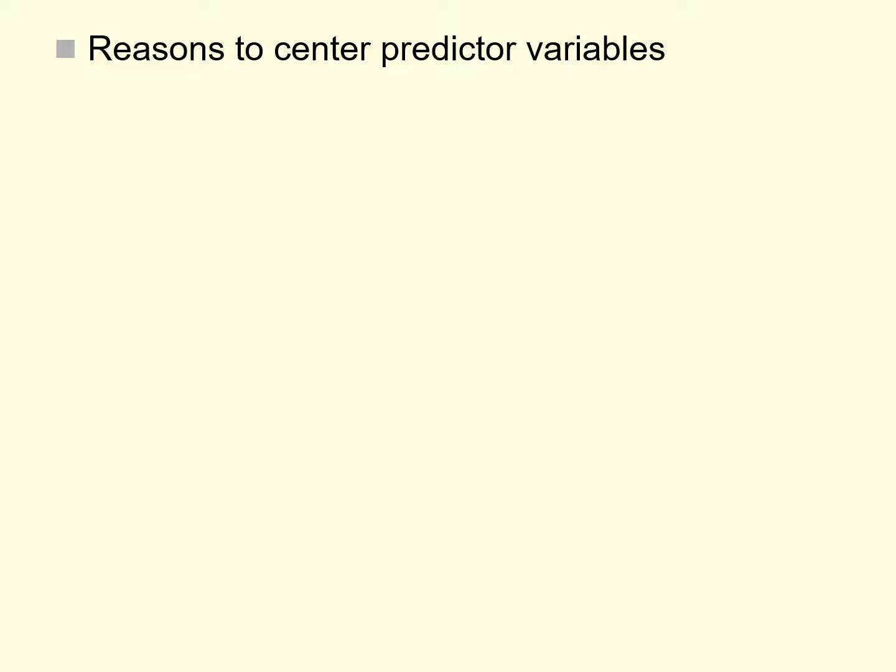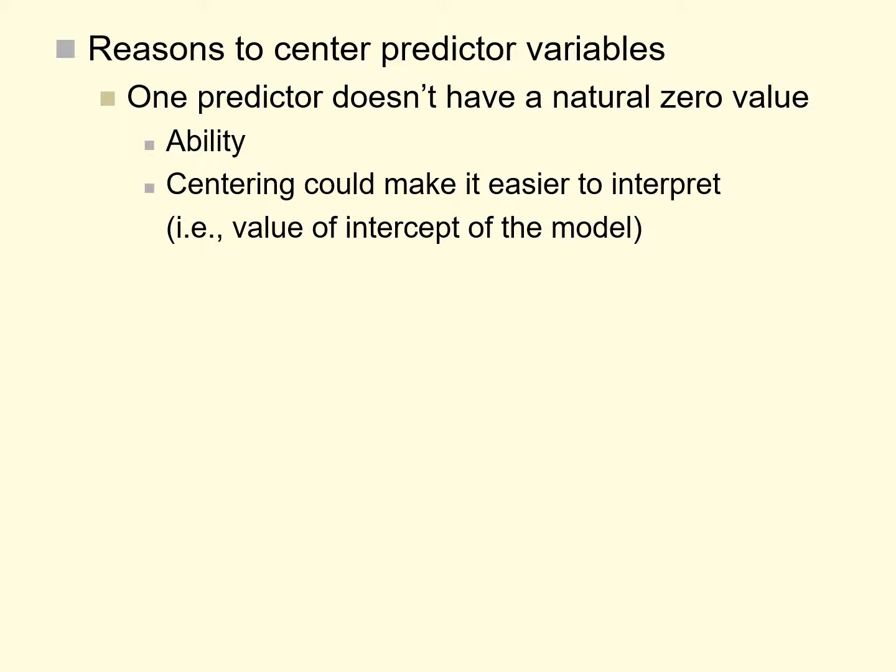Now, there are some reasons we often like to center predictor variables. We don't always have to, but we often want to. And one of these are situations in which the predictor variable doesn't have a natural zero value. So we have two predictor variables, or a predictor and a moderator. Essentially, they're both really predictor variables. And that predictor variable, or that moderator variable, ability, doesn't really have a natural zero. If we are thinking of ability as like intelligence or IQ, there really is no such thing as someone with zero IQ or zero intelligence, all joking aside.